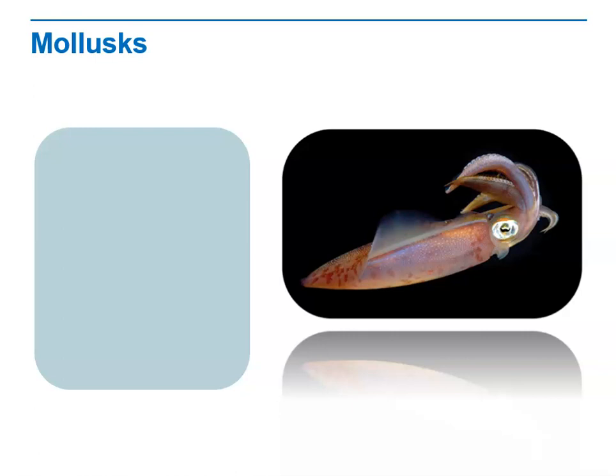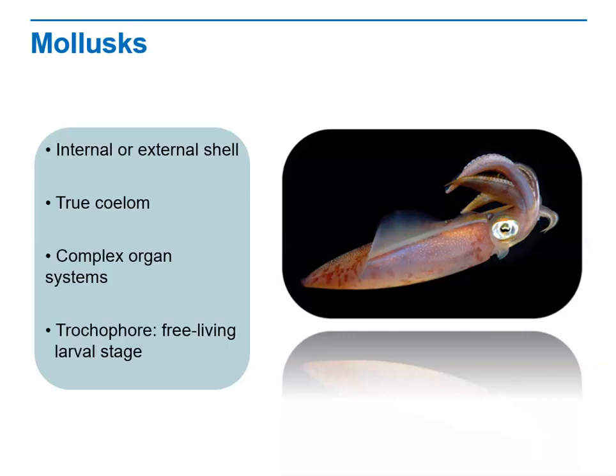The phylum Mollusca includes snails, slugs, clams, squids, and octopi. Some characteristics of mollusks is that they are invertebrates. They're soft-bodied animals that typically have an internal or external shell. Like annelids, mollusks have true coeloms surrounded by mesoderm. They also have complex organ systems.